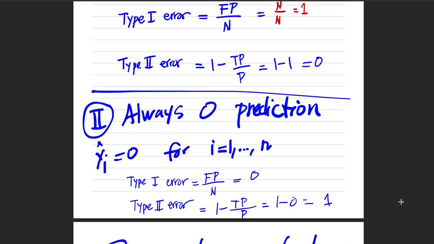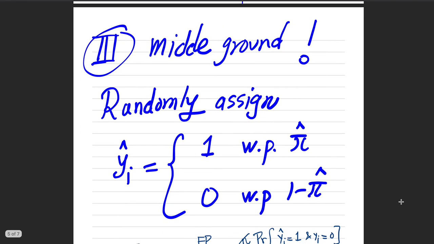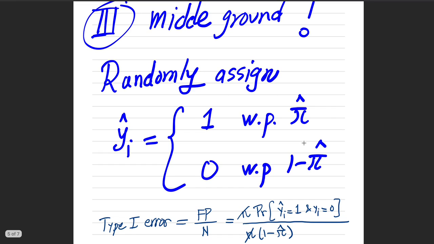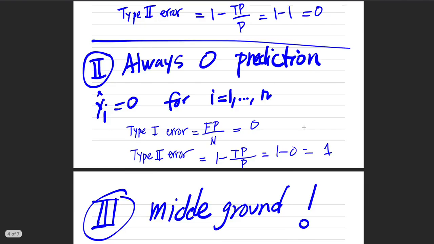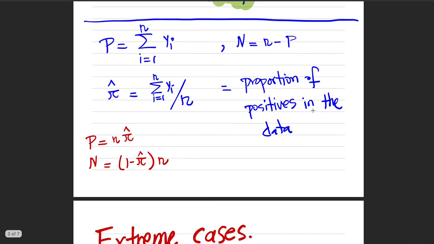Now in the middle ground, we have a predictor which randomly assigns the label 1 and 0 according to just flipping a coin, but the coin has a probability of pi hat, which, just to remind you, is the proportion of positives in the data.